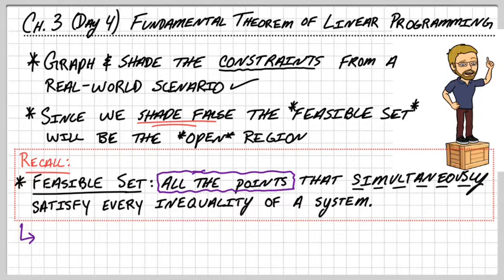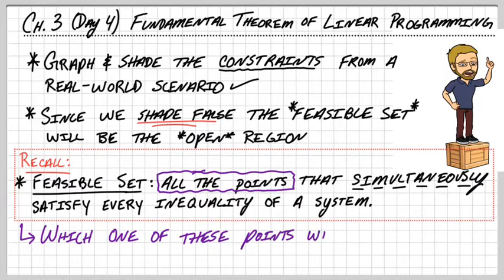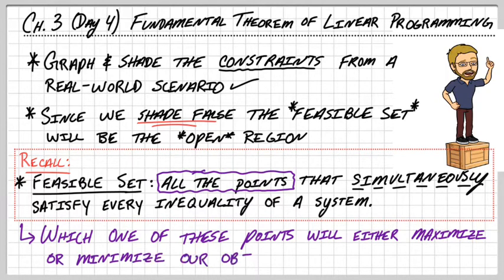So the question is, which one of these points is actually going to maximize or minimize our objective function? Which one's going to give us the maximum profit? Which one's going to give us the minimum cost? Do we have to actually test all the points? It seems like there could be an infinite number of points in any shaded region. So once you graph and shade, and you have this little area, your feasible set, which one of the points is actually going to give us our maximum profit or our minimum cost?